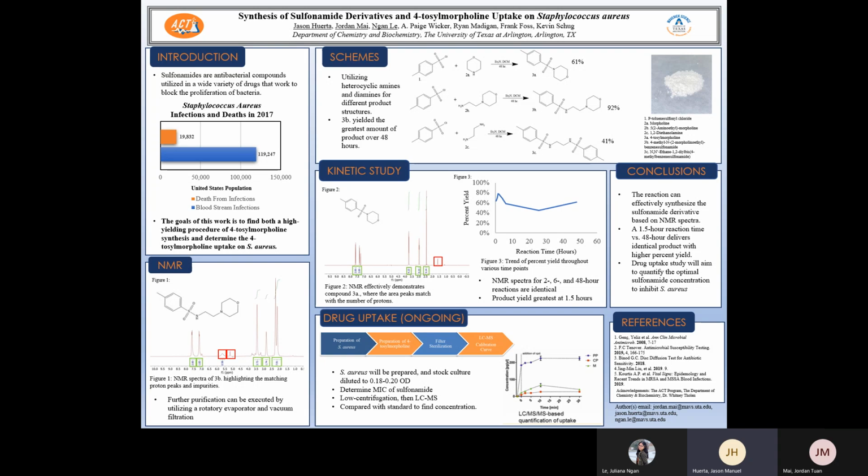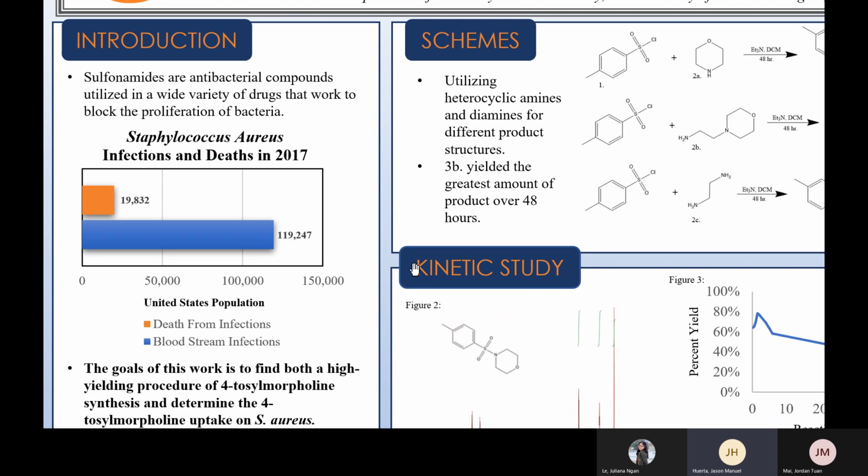Hello, we're a part of AgLab, and our research project is about the synthesis of sulfonamide derivatives and 4-tosylmorpholine uptake on Staph aureus. All right, so sulfonamides have been used throughout the years for their antibacterial purposes.